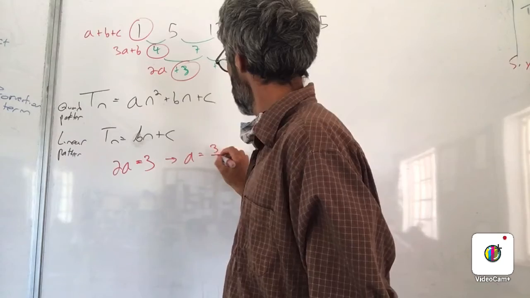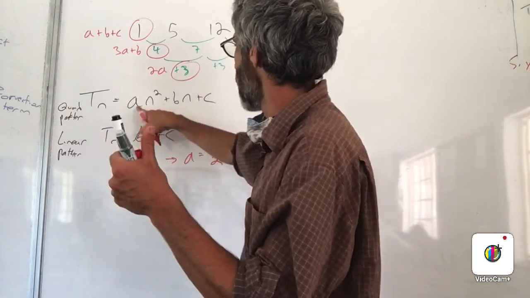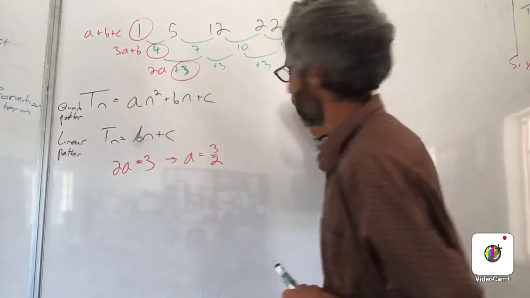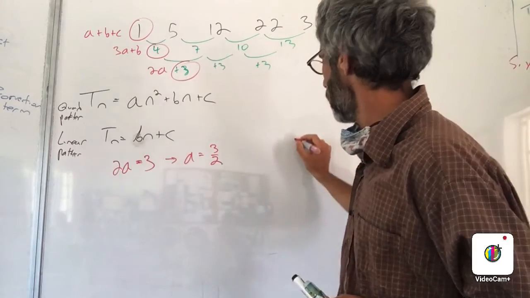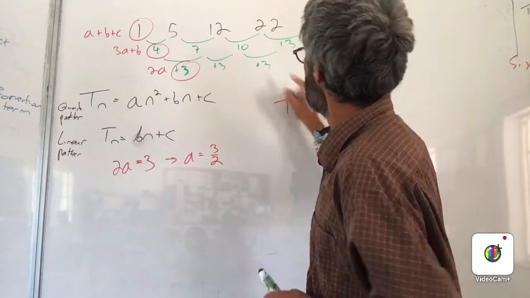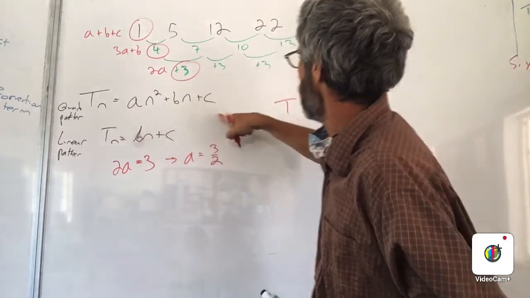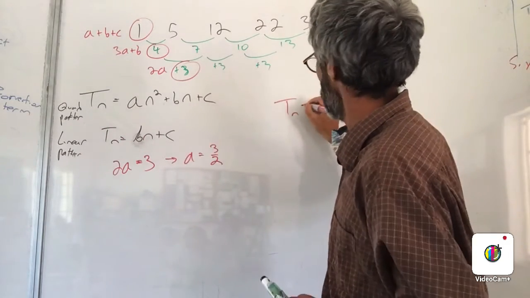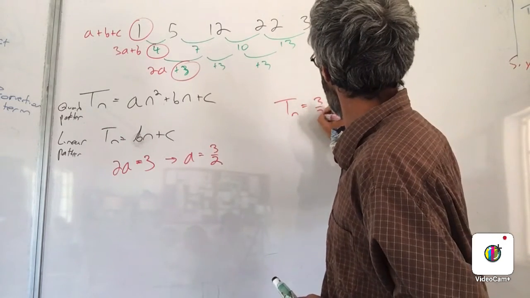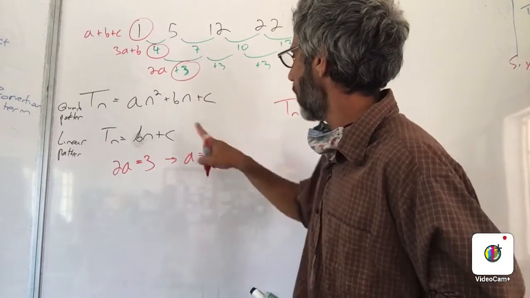3 over 2. Great, we nailed a. Okay, let's write it down as we go along. This is the general quadratic pattern, and for this specific quadratic pattern we have 3 over 2 n squared. Now we want to find b.